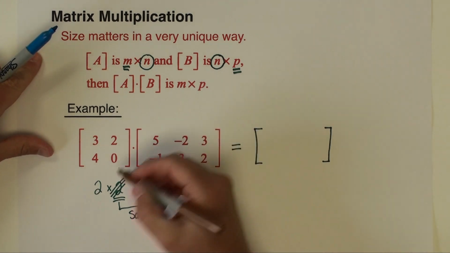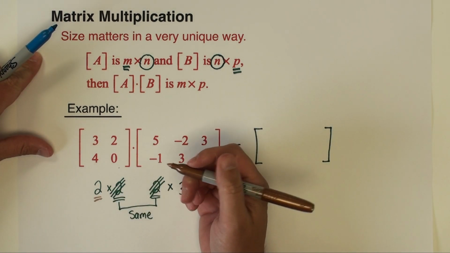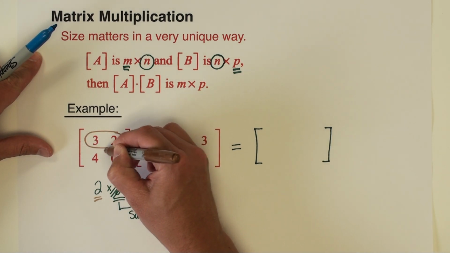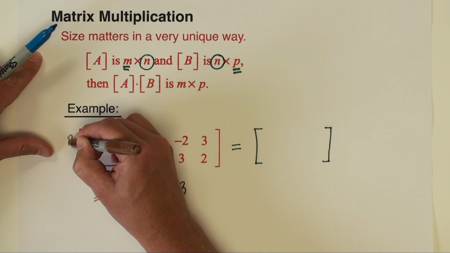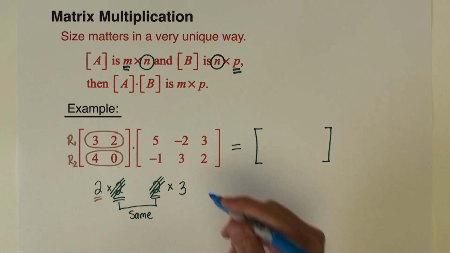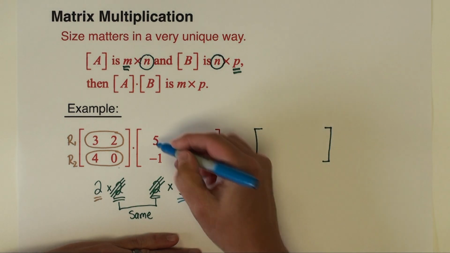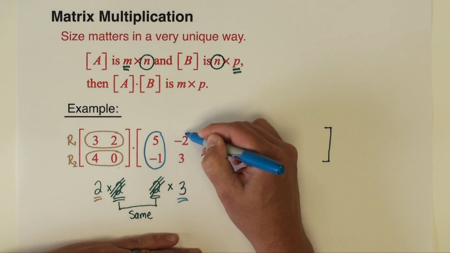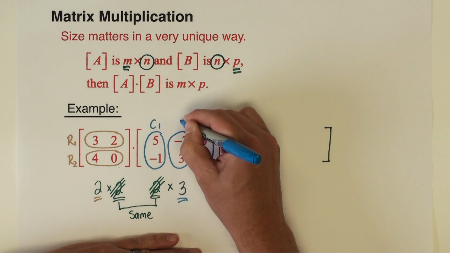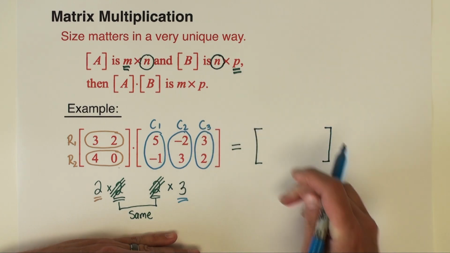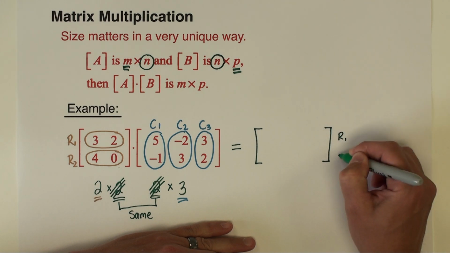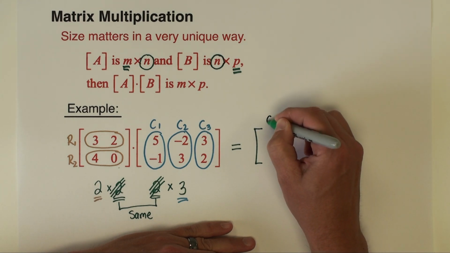Since I'm keeping rows on this dimension, I'm going to circle the rows and go ahead and label them: row 1, row 2. And then on the larger matrix on the right side, I'm keeping columns, so I'm going to circle the columns and label those column 1, column 2, column 3. Now, my answer is going to have 2 rows and 3 columns.